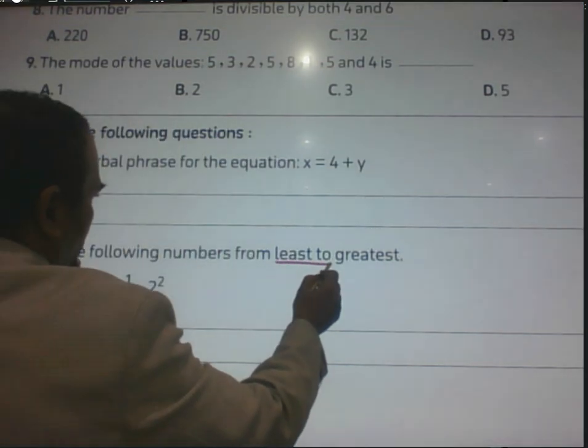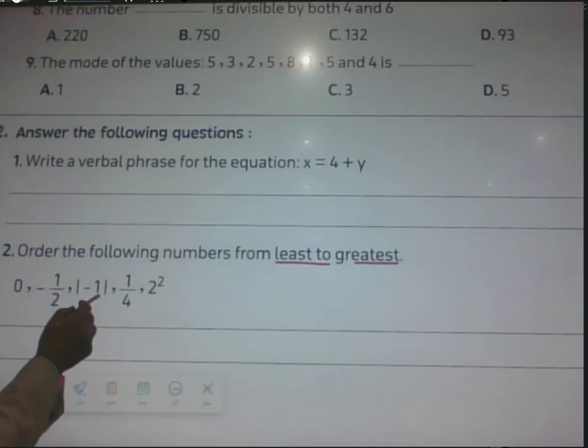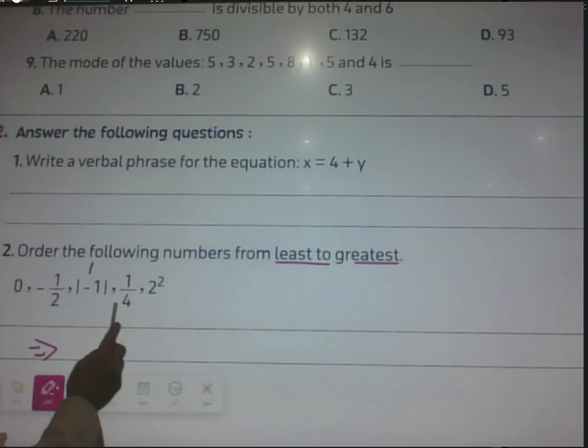You want to find, from least to greatest, the smallest number here. We know the absolute value of -1 is 1. Then the order here, he wants to find from least to greatest. The least number here will be -12, and next will be 0.